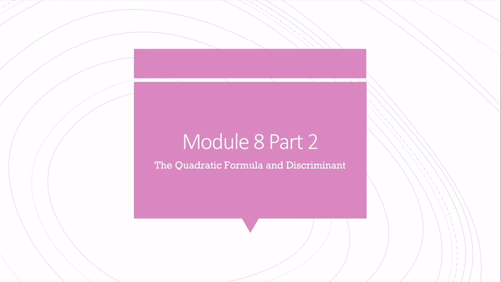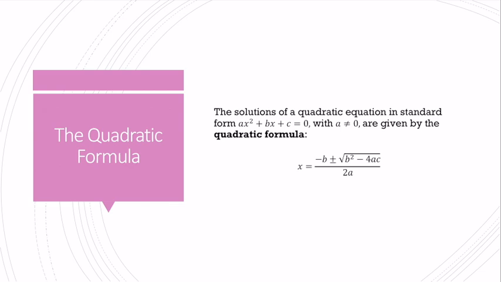This video covers Module 8, Part 2, which is about the quadratic formula and the discriminant. The quadratic formula is probably something you've heard of or seen before. It helps us find solutions to a quadratic equation of the form ax squared plus bx plus c equals 0. Again, this is finding the x-intercepts, if they exist, because I think we saw in our last video that some of them could be complex, and we'll talk about what that means in this video.